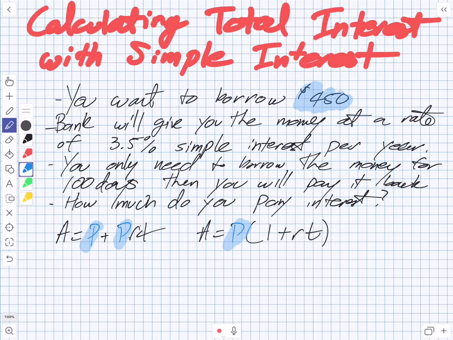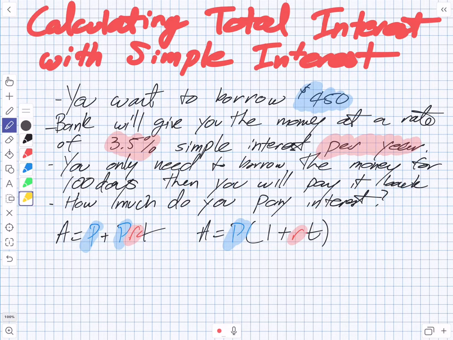What interest rate was the bank going to give us? 3.5. And how long was it going to take to accrue 3.5? A month, a day? Year. Per year. Okay, that's going to be important, okay? And that stands for the R.